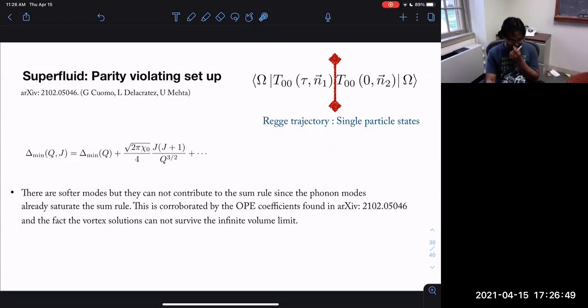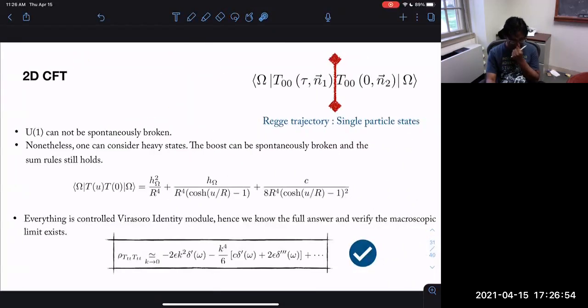Finally, I should wrap up by saying something about 2D CFT. In 2D CFT, of course, U(1) cannot be spontaneously broken because there is the Coleman theorem. So U(1) is in a locked phase. But nonetheless, you can consider heavy states, and boost can be broken. So you can consider this kind of correlator.